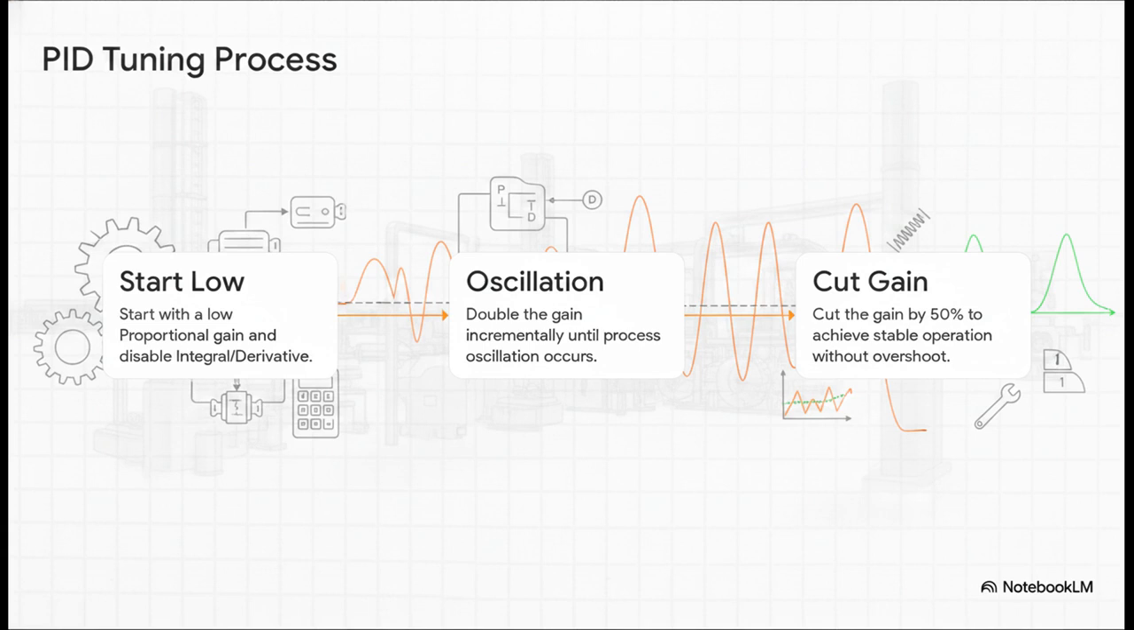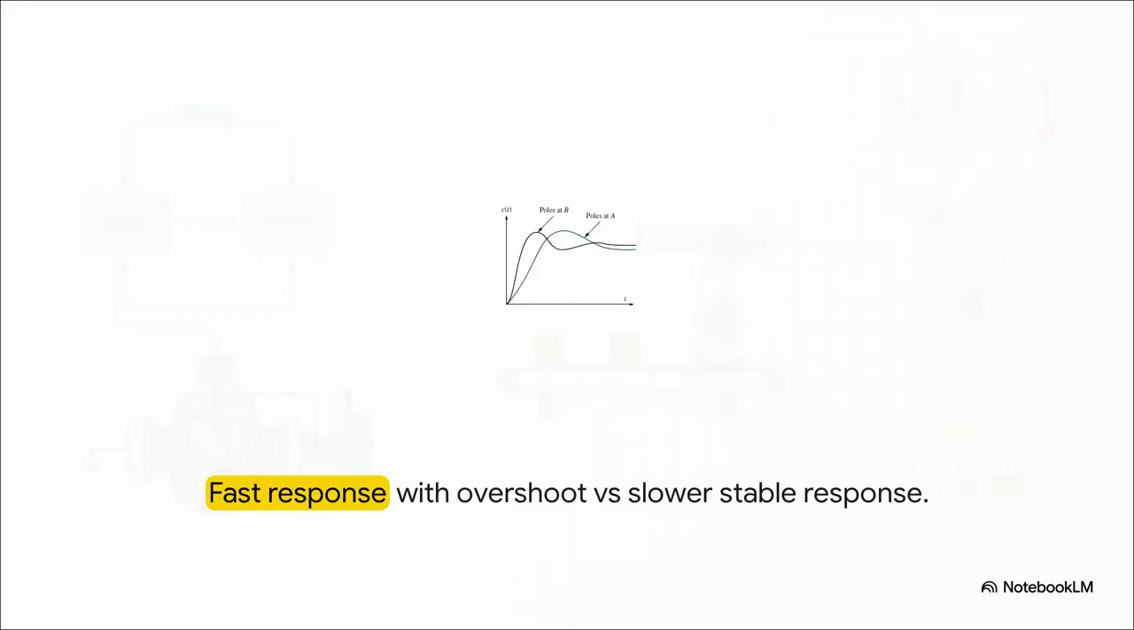Then you incrementally double that gain, pushing the system harder and harder until the machine just begins to physically oscillate or vibrate. And once you find that critical breaking point, you pull back. You cut the gain in half to ensure you get smooth, stable operation without those wild, potentially destructive oscillations. And honestly, plotting out the response shows us exactly why this manual tuning matters so much.